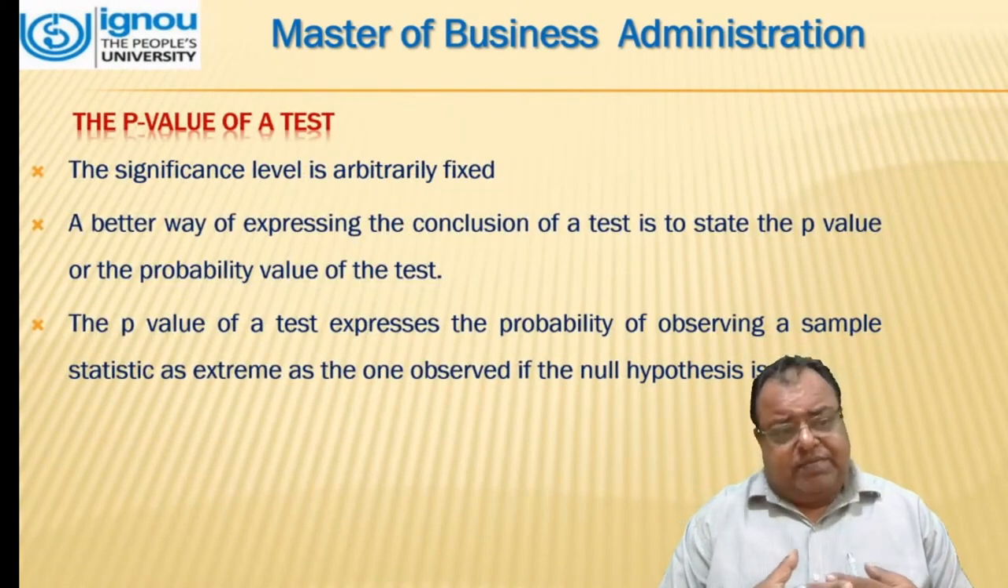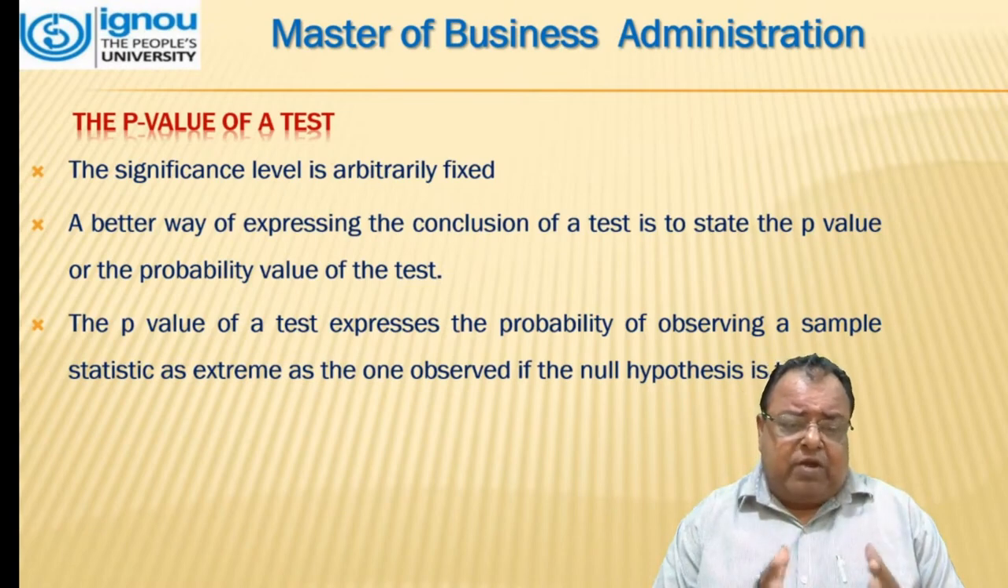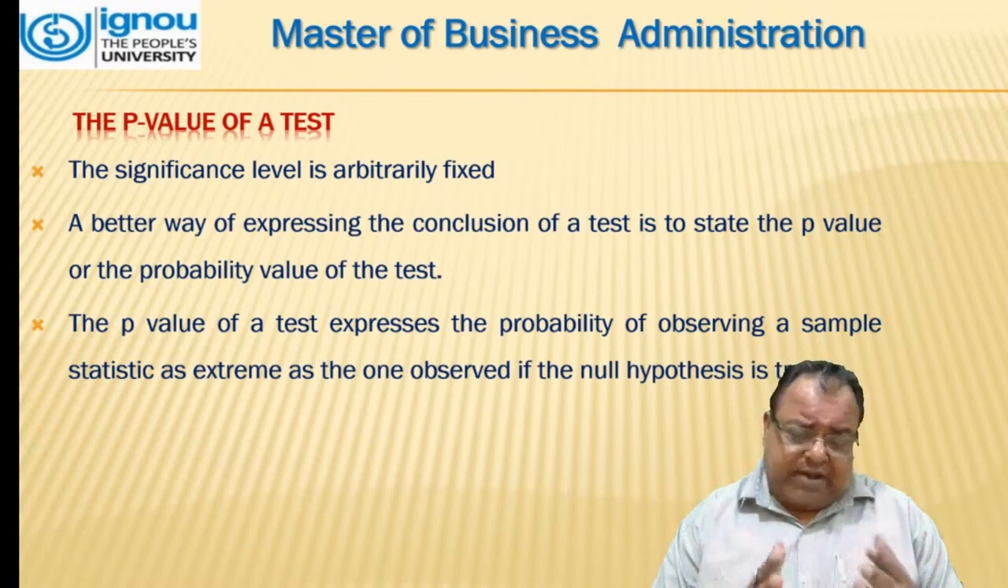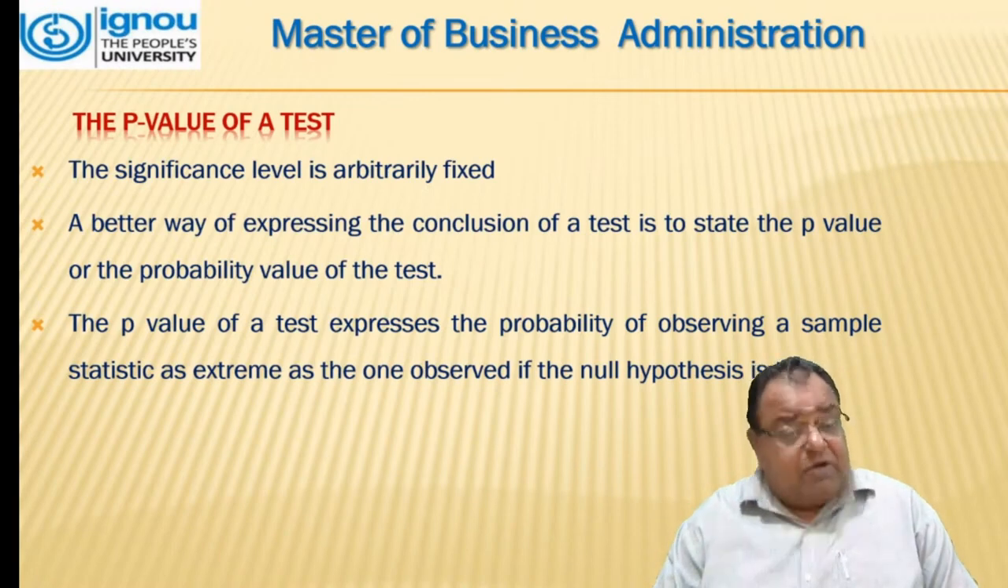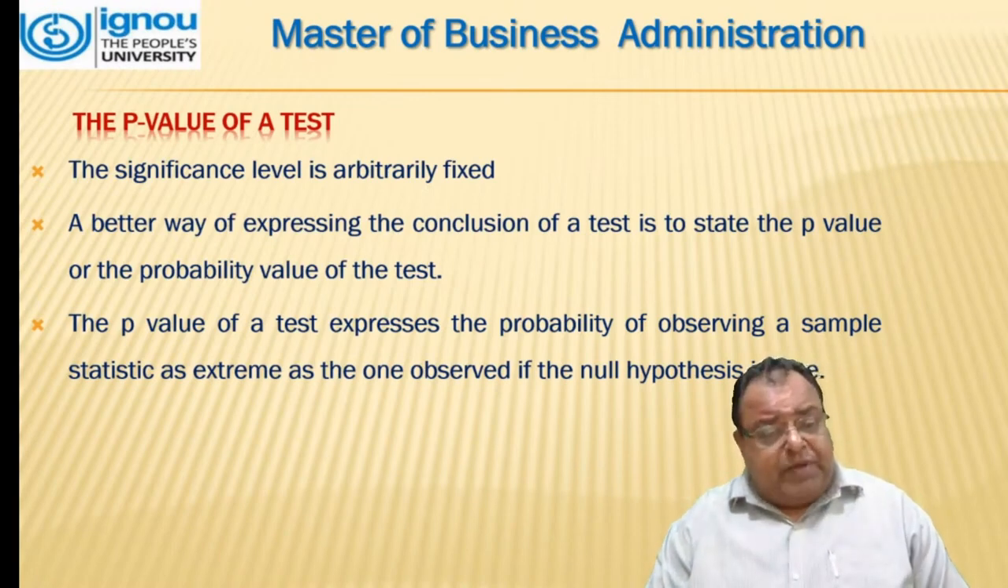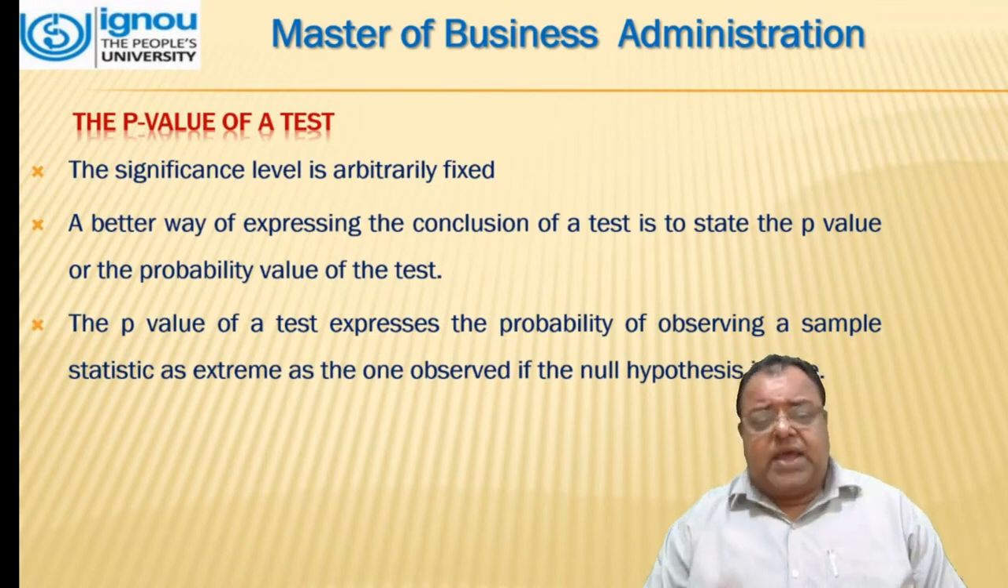P-value of a test. The significance level is arbitrarily fixed. A better way of expressing the conclusion of a test is to state the p-value, or the probability value, of the test. The p-value of a test expresses the probability of observing a sample statistic as extreme as one can observe if the null hypothesis is true.